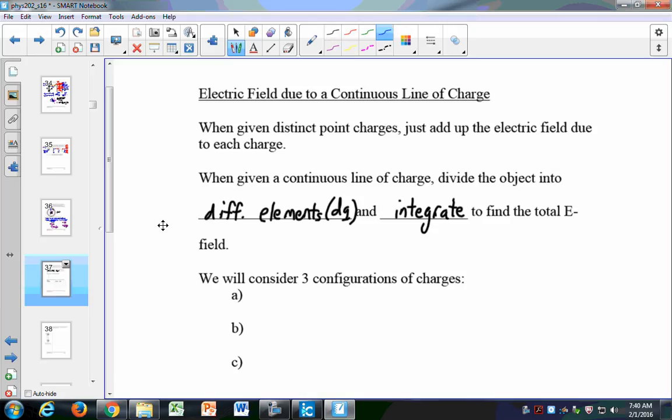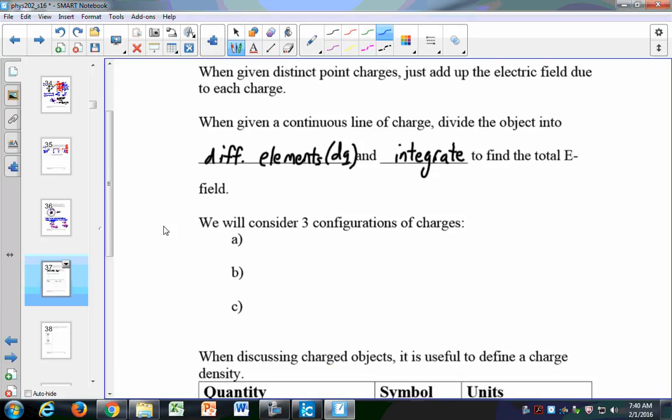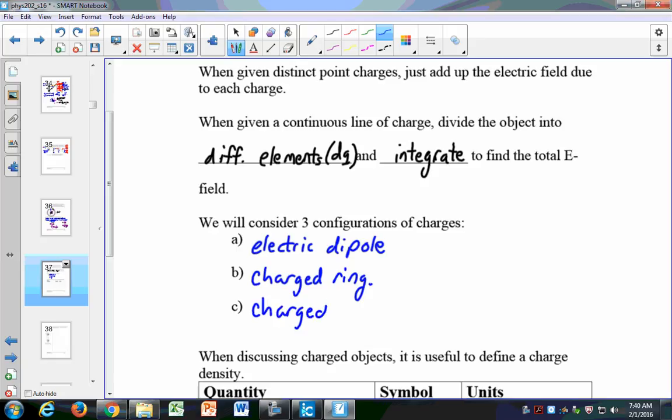So we'll look at 3 configurations of charges. We'll look at the electric dipole. We're actually not going to do all 3 of these. We'll probably just do 2 of them, the first 2. The electric dipole, the charged ring. We just did the charged ring, but we'll look at the charged ring not at the center of the ring, but instead at a point up above the ring. And then your electric field is not 0 above the ring. And then also the charged disk.